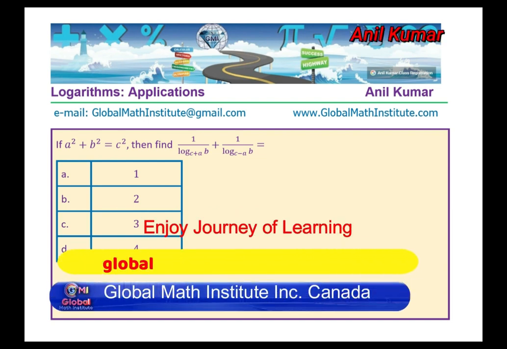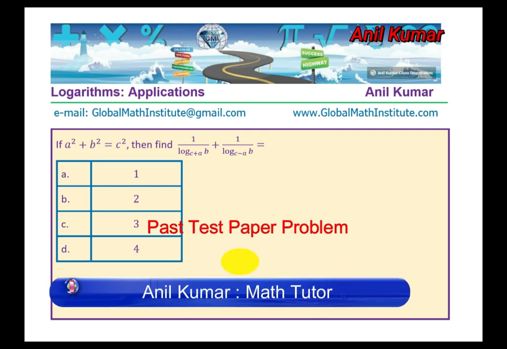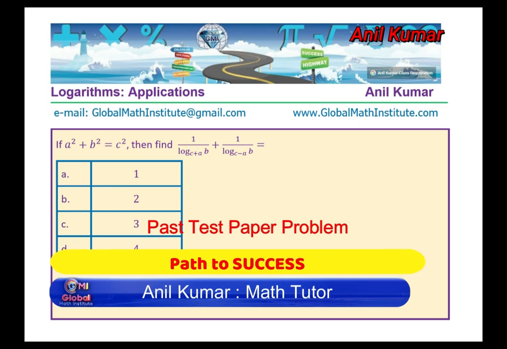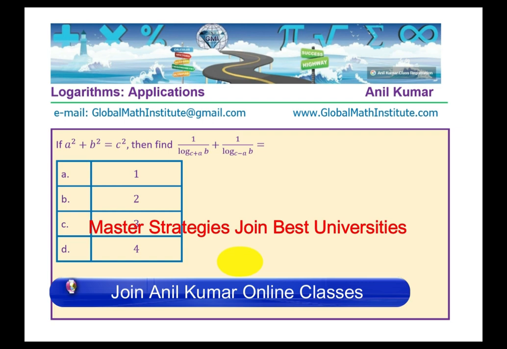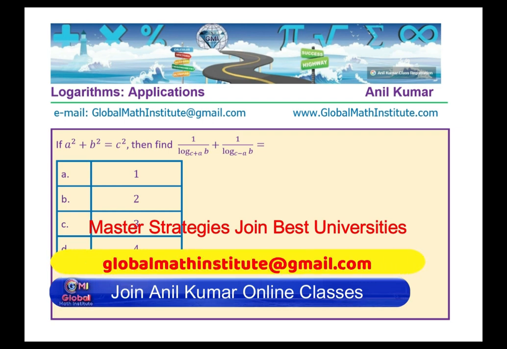Now let's look into the solution of the question. If a squared plus b squared equals c squared, then find 1 over log to the base c plus a of b plus 1 over log to the base c minus a of b. We are given four choices, 1, 2, 3, 4. You can pause and answer the question. Now let us see a fast way of answering this particular problem.